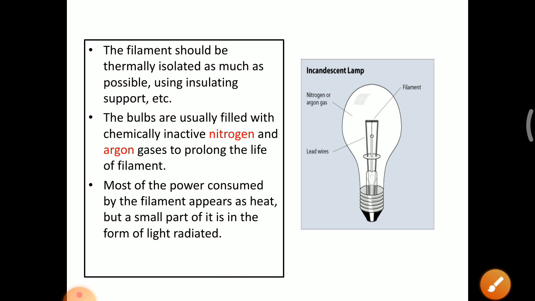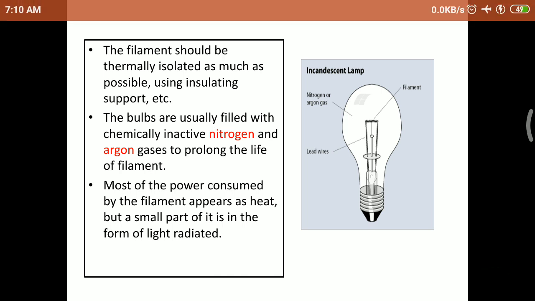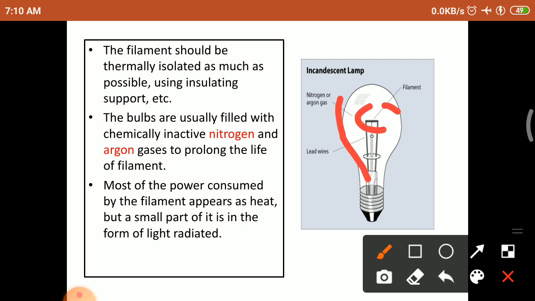The filament should be thermally isolated as much as possible using insulating support. So the filament must be insulated. Why? Because if air is present in an electric bulb, the extremely hot tungsten filament would burn up quickly in the oxygen of the air. So the electric bulb is filled with chemically unreactive gases like nitrogen and argon, hence prolonging the lifetime of the filament of the electric bulb.